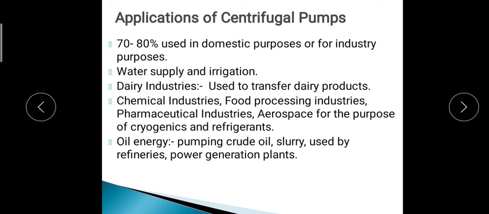So centrifugal pumps are not only used to pump water, they are also used to pump different types of liquids like water and oil. In our domestic purposes we are using water, so we generally speak about water. But in general we use the centrifugal pump for liquids, as seen from these applications.